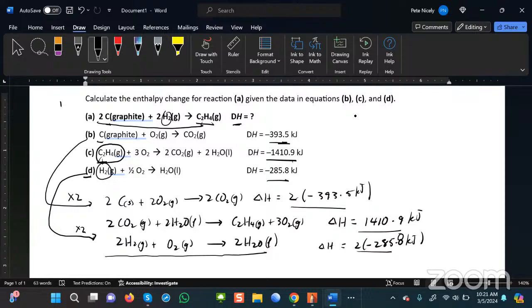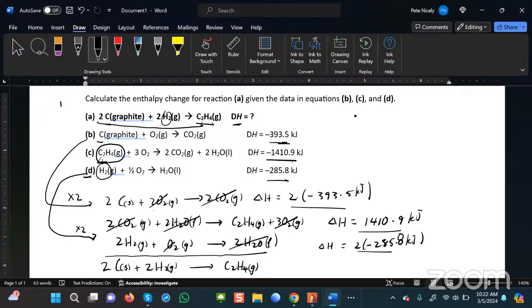So in this case here, these 2 carbon dioxide molecules will cancel out each other. These 2 water molecules will cancel out each other. And let's pay attention to what's happening with the oxygens. You have 2 plus 1, 3 oxygens on the left side, which will cancel out with the 3 oxygens on the right side. And there's nothing else left to cancel out, so we're left with 2 carbon solid plus 2 H2 gas on the left side. And on the right side, the only thing that remains would be C2H4 gas, right?